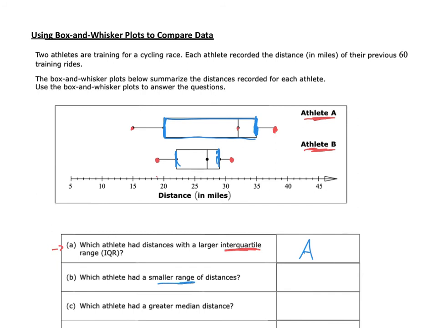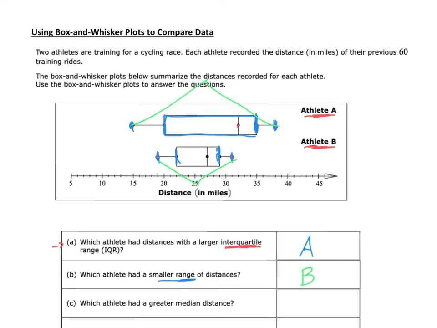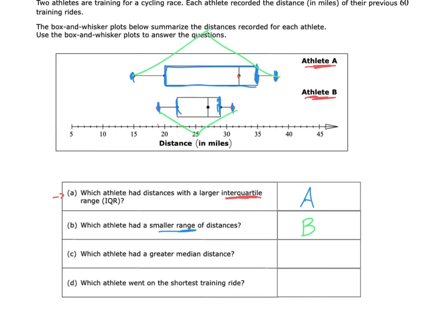Okay, which athlete had a smaller range of distances? So now we're just looking at the range, not the interquartile range, but the range. So we're looking at maximum minus the minimum. So if we look at the difference between those lines, clearly athlete B's is a smaller range than athlete A's. Okay, next question. Which athlete had a greater median distance? All we have to do for median is to look at the middle of where our box is. So who had a greater median, which was farther right on my number line? Clearly athlete A's.